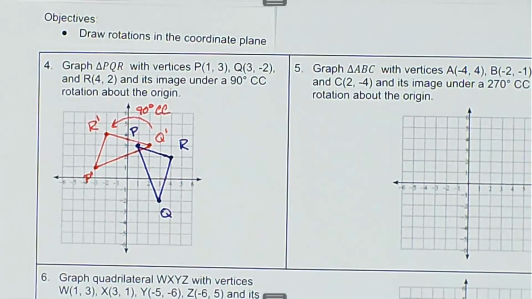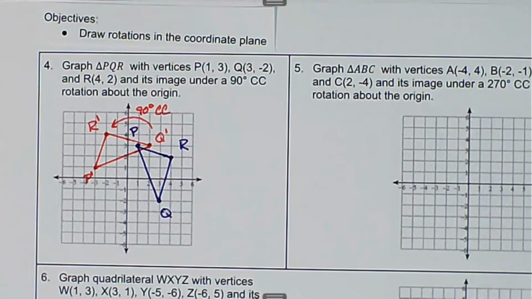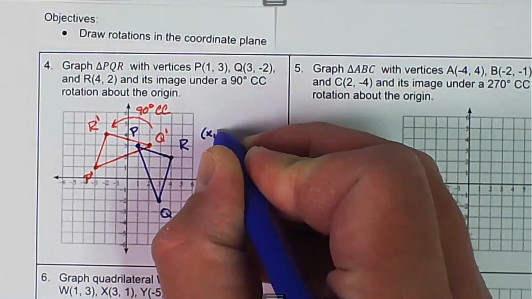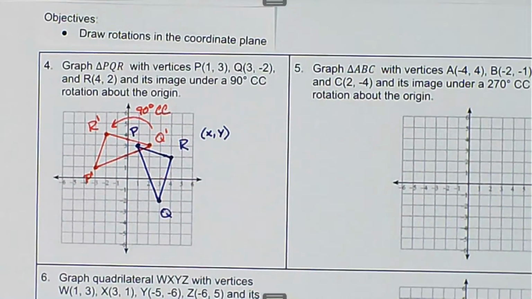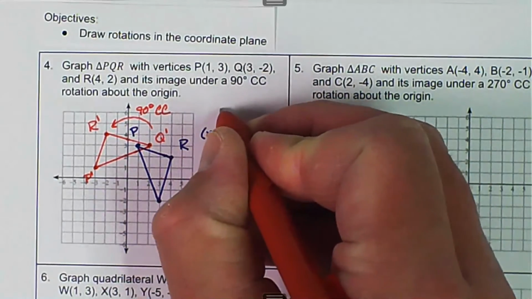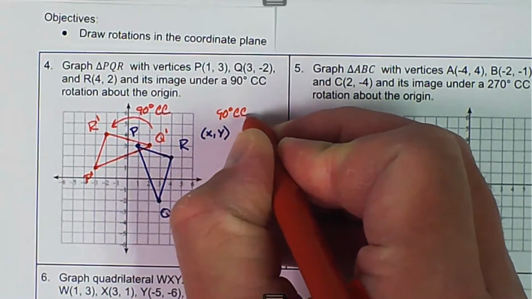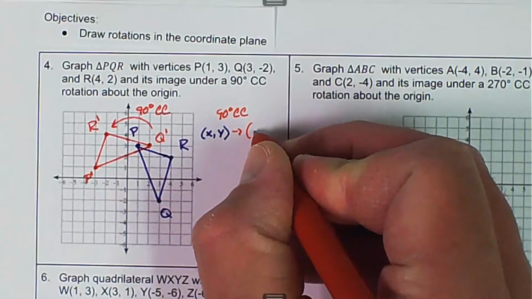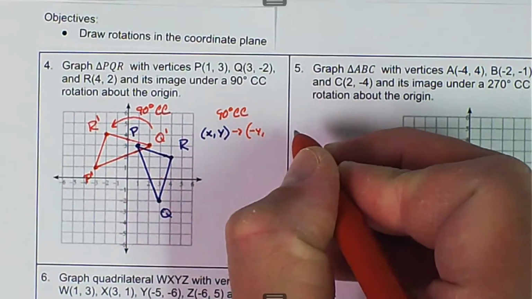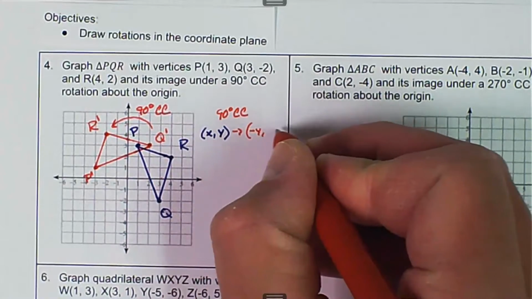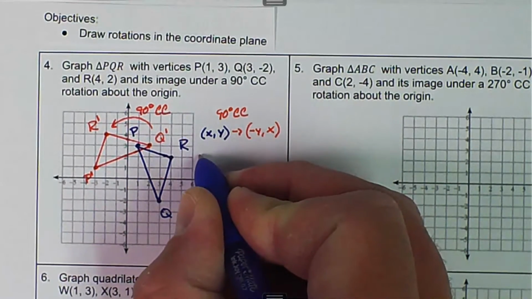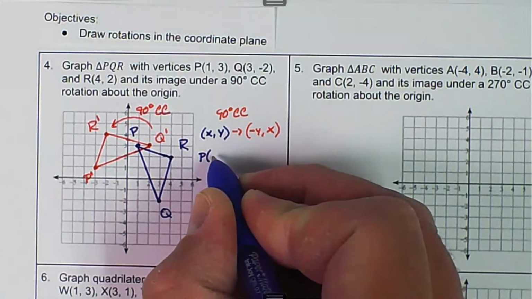Okay. If you don't like to do it that way, if you'd rather do it with the rules, we have our given point or our pre-image of (x, y). And for this one, which is a 90-degree counterclockwise rotation, the coordinate rule says that our new x value is negative our old y value, and our new y value is just our old x value. So we can write down the coordinates for P, and P was 1, 3.